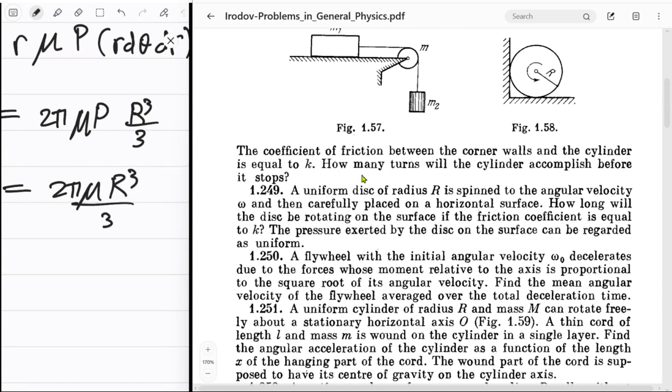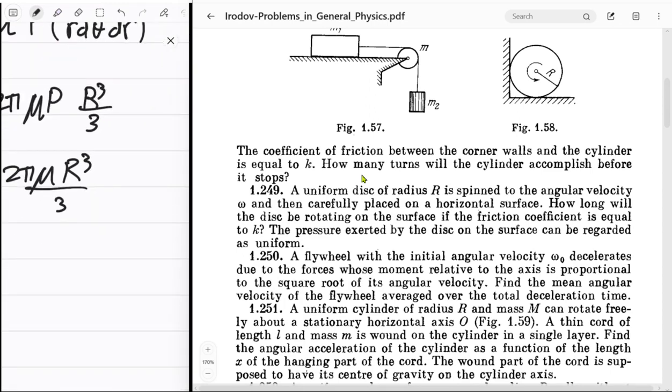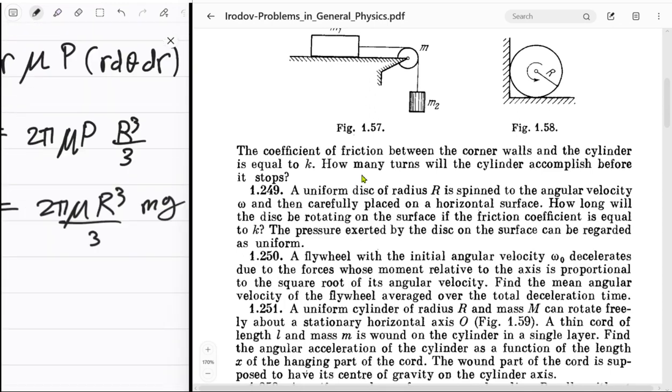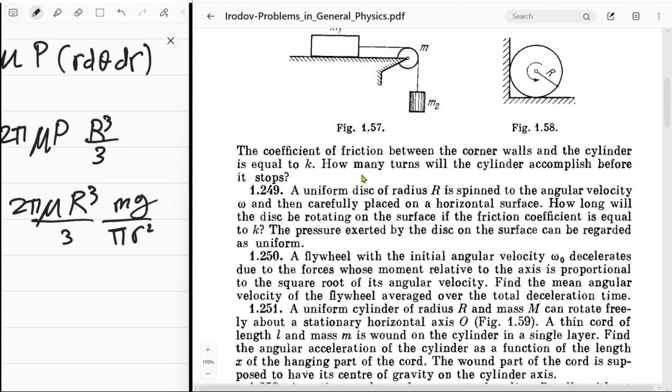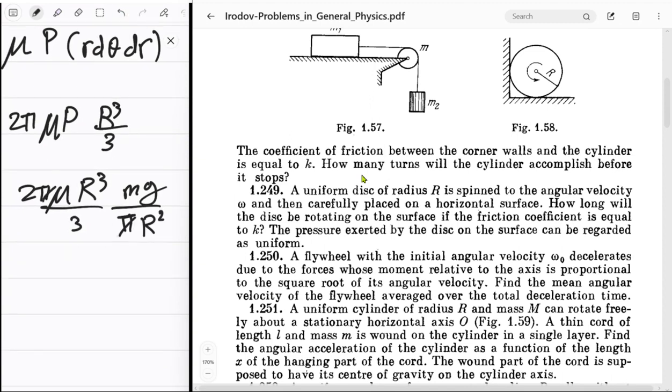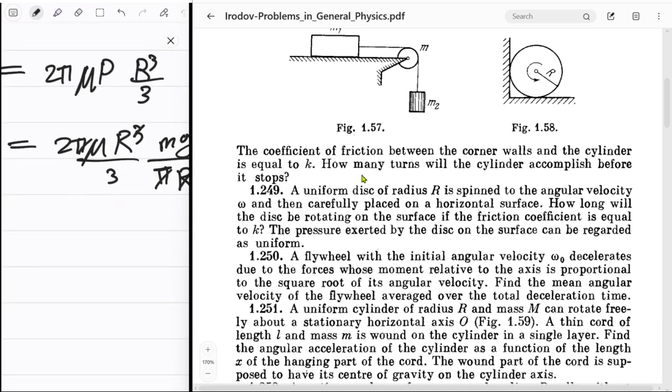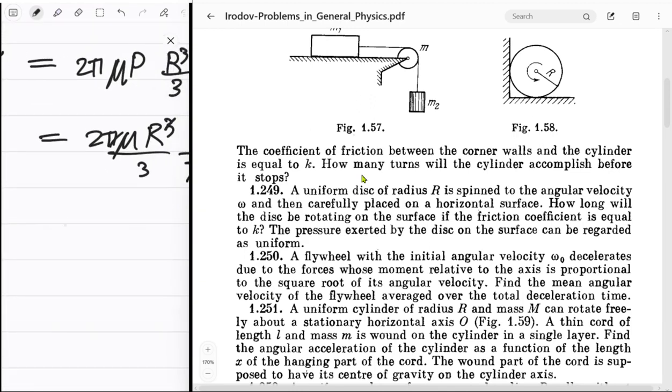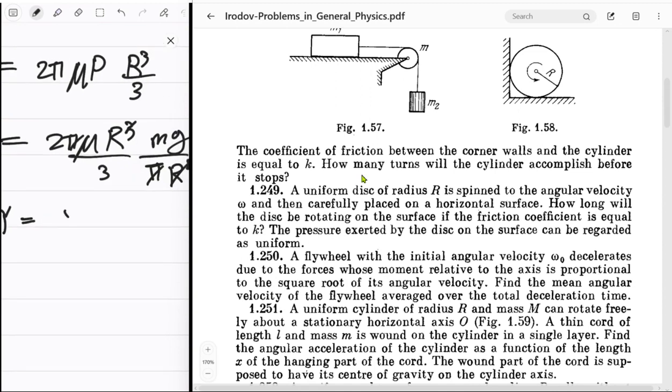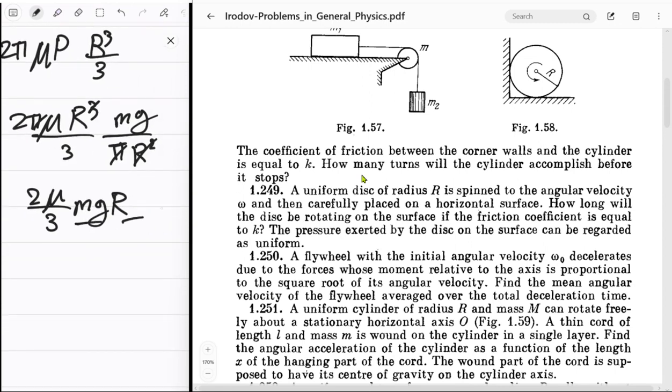And now we'll just put what pressure is there. So it's mg upon pi R squared. Oh, R should be capital. So yeah, this cancels R squared. So one of them cancels. So the torque is 2 mu upon 3 mgR. This is dimensionally correct, of course, because force times radius.